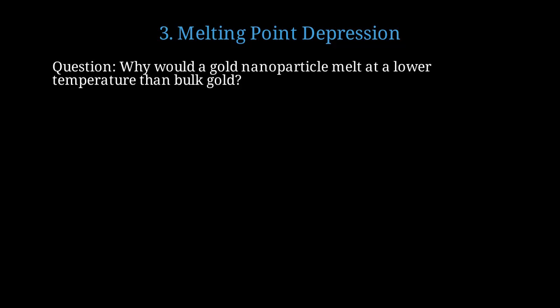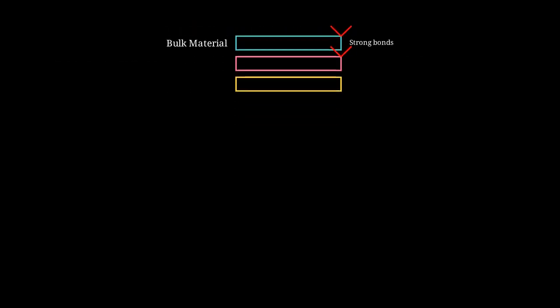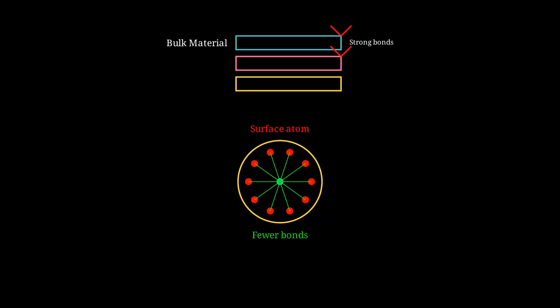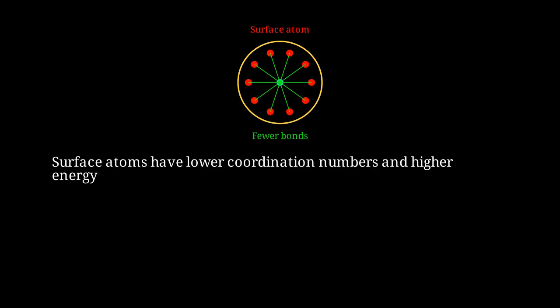One dramatic consequence is that nanoparticles melt at much lower temperatures than bulk materials. Let's ask ourselves, why would a tiny gold nanoparticle melt at a lower temperature than a gold bar? In bulk gold, every atom is surrounded by 12 neighbors in a close-packed structure with strong metallic bonds. Surface atoms have fewer neighbors, maybe only 6 or 8 instead of 12. These undercoordinated atoms are less tightly bound. Answer: surface atoms have fewer bonds, making them higher in energy and easier to break free into the liquid state.